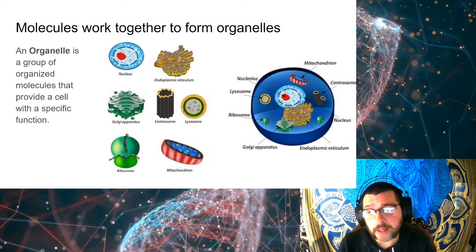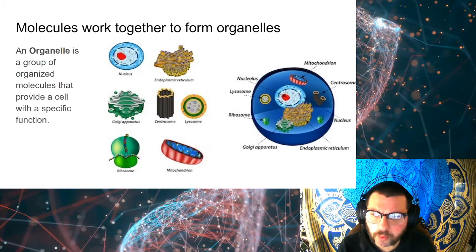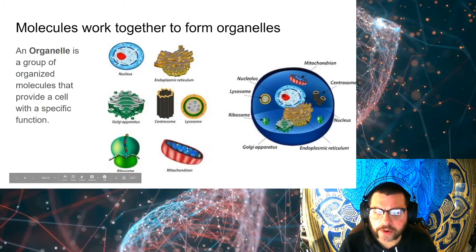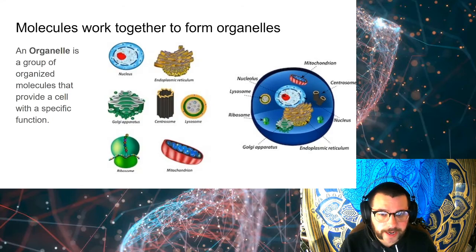Now, when we've got molecules that work together, we form these things called organelles. Maybe you've heard of these before. I'm sure you have. Organelles are like the little tiny organs inside a cell that make it work. Each one has its own job. For instance, I know you all know the mitochondria, even if it's just from a meme online. The mitochondria is the powerhouse of the cell, creates ATP.